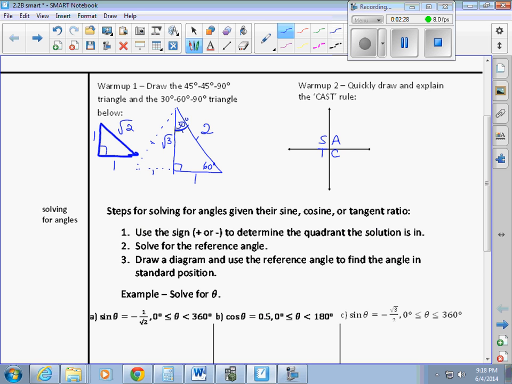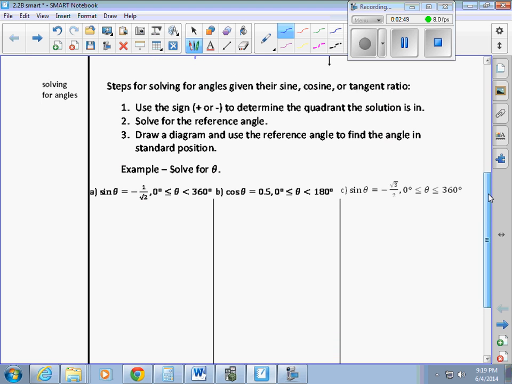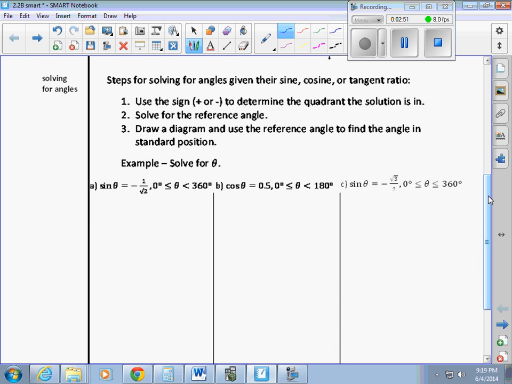Okay, so you're going to have to solve triangles. So for any given angle, depending on what they give you, you're going to have to solve for that value. So either you're going to have to find out what the angle measurement is, or you're going to have to find out what the ratio of the sides would be. So step 1 says use the sign, positive or negative, to determine the quadrant the solution is in. So this one here, for A, my sine ratio is negative. So then I have to think, okay, using the CAST rule, where is sine negative?